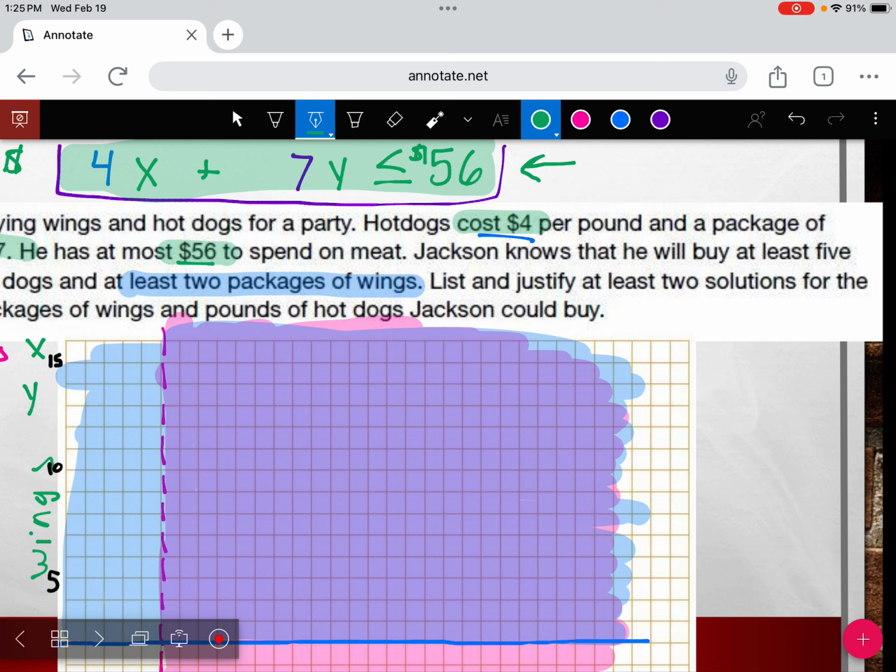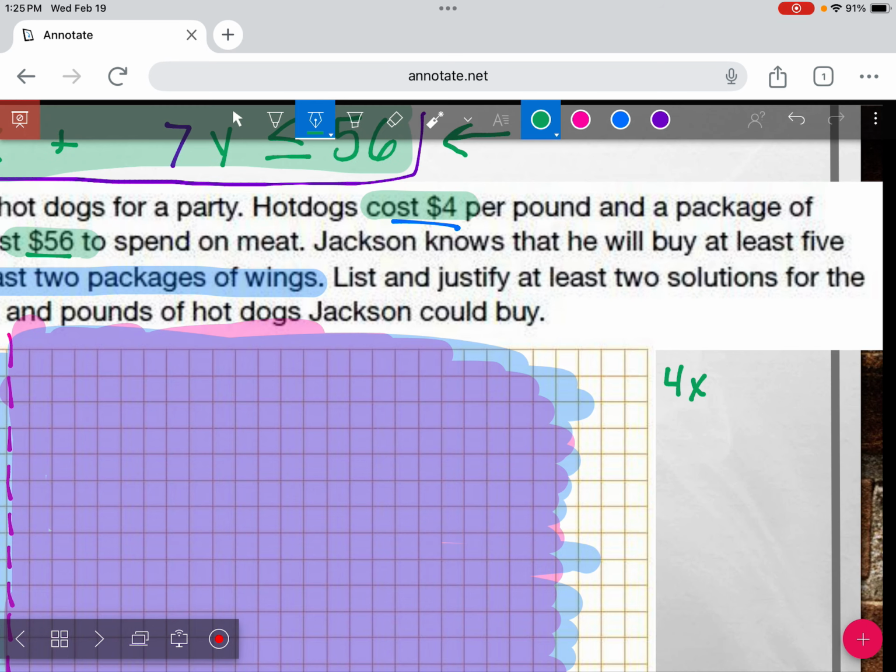When we have a standard form equation, to be fair, it's very easy to be distracted in here. And I get that.